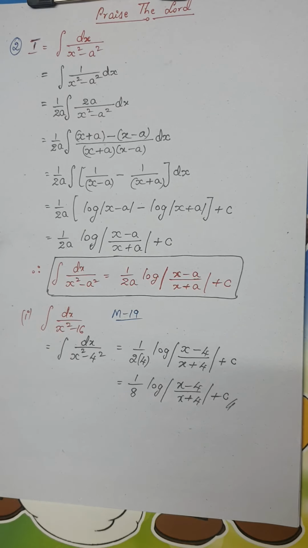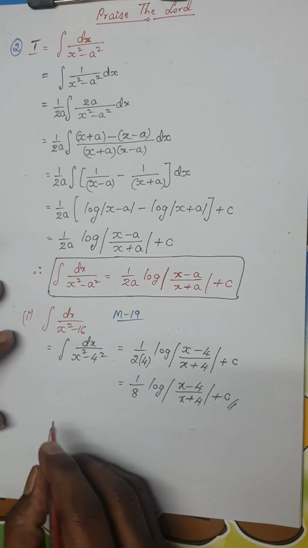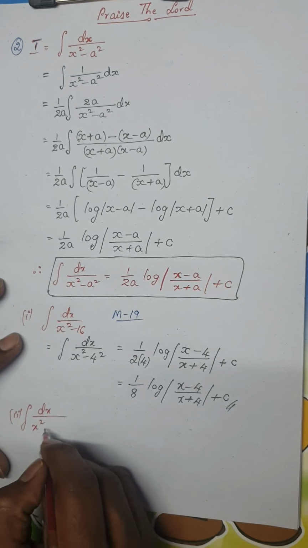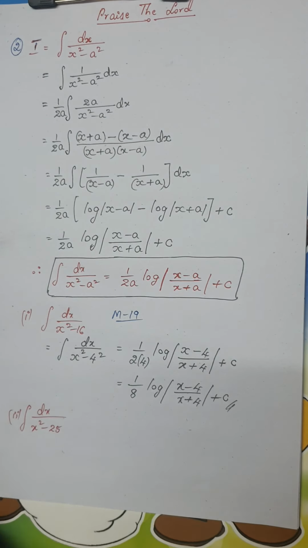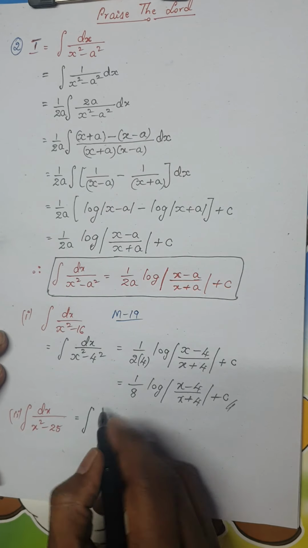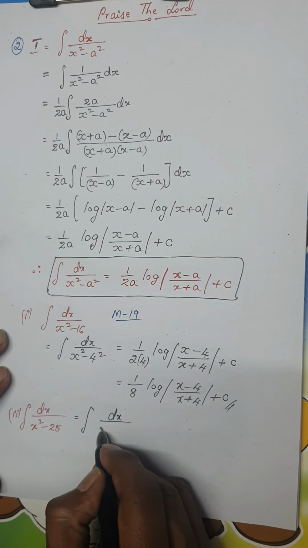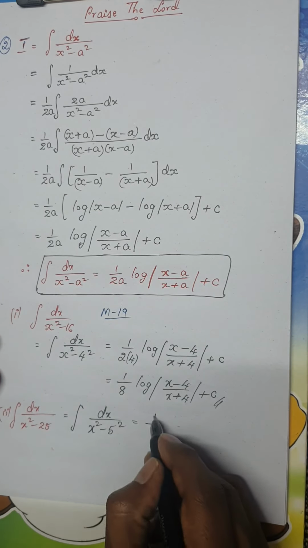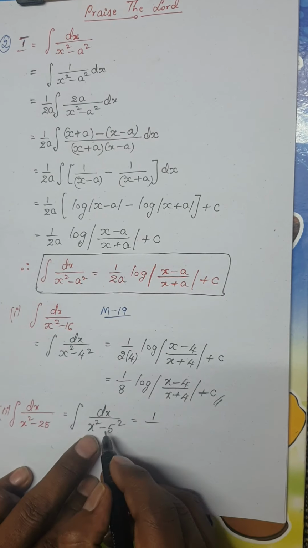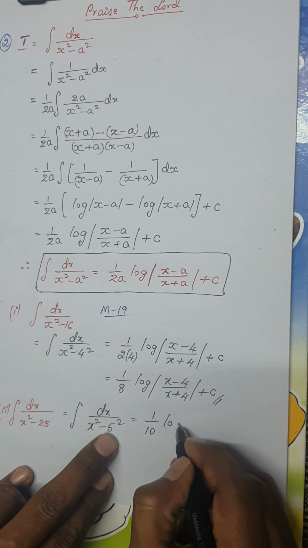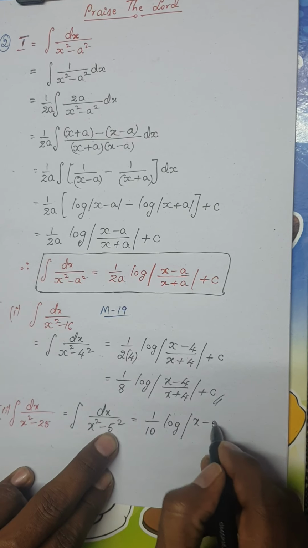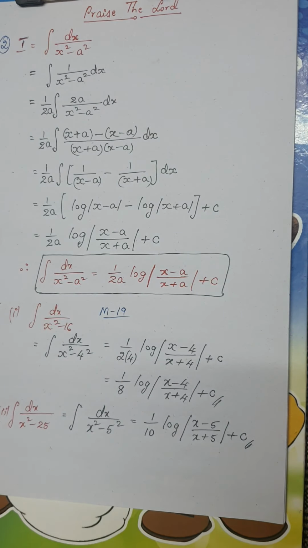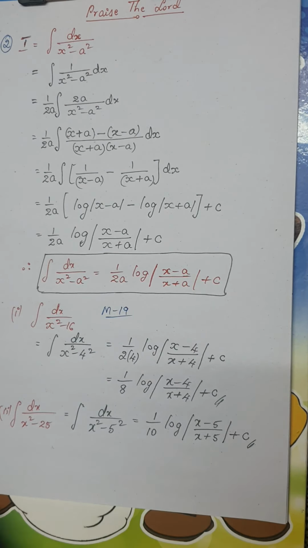Now he may ask you another question like this. Let me say he may ask you integral of dx divided by x square minus 25. This can be written as integral of dx divided by x square minus 5 square, since 25 is 5 square. This can be written as 1 divided by 2 times a, and you can directly write the value: 2 times 5 is 10, into log of mod x minus 5 divided by x plus 5, plus a constant c. So if they give you this question, you can easily solve it.